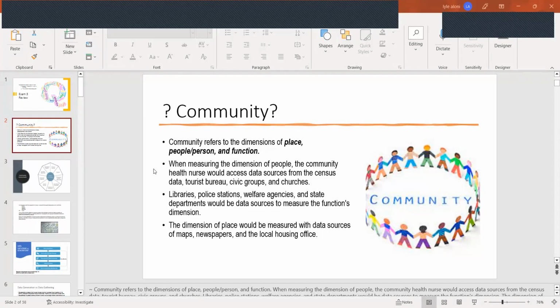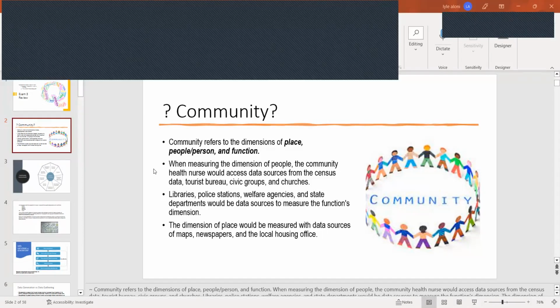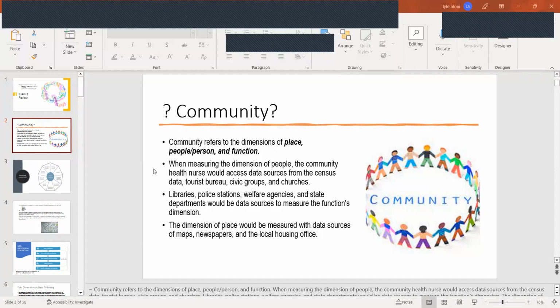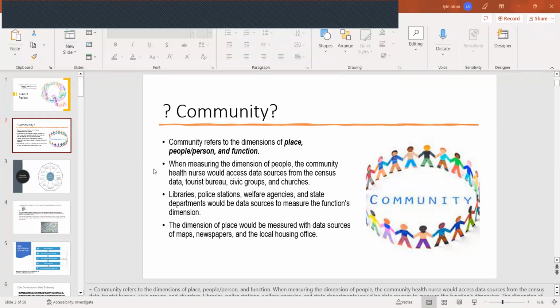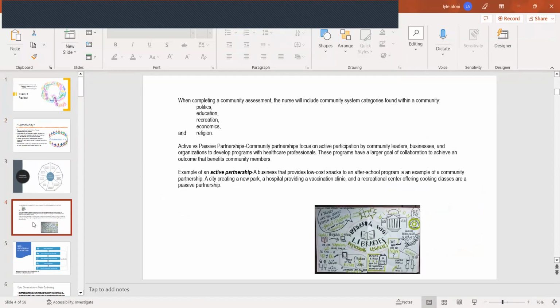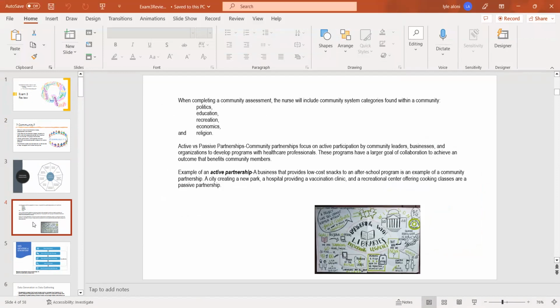Okay. So community, when we look at our community, we're going to look at our place, our person, and our function, right? That's what we look at when we're looking at community. We're going to look at things when we're examining a community, like the politics, the education, recreation, economics, and religion. Okay, these are 5 major things that we look at when we're looking at a community assessment. We have our politics, our education, recreation, economics, and our religion.